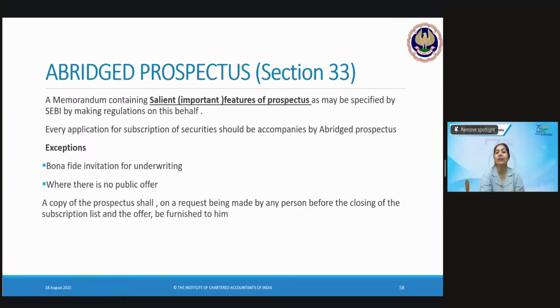So section 33 talks about abridged prospectus. It gives the salient and important features. It's a summary of the prospectus which has to go with every share application money. There are 3 exceptions where abridged prospectus is not required.